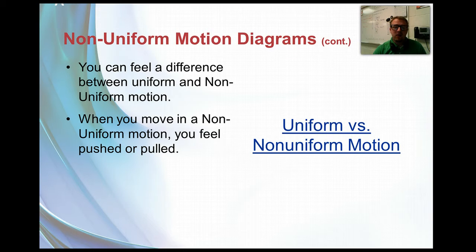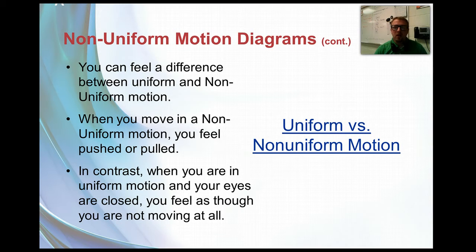All right, so you can feel the difference between uniform and non-uniform motion. When you move in non-uniform motion, you actually feel pushed or pulled. Like if your car makes a sharp turn and you feel yourself going into the door, or if you're on a merry-go-round and you feel like you're going to fly off, or on a roller coaster, those would all be considered non-uniform motion. However, when you are in uniform motion, in constant motion, there's no change in direction, there's no change in speed, then if you were to close your eyes, you wouldn't feel a thing.